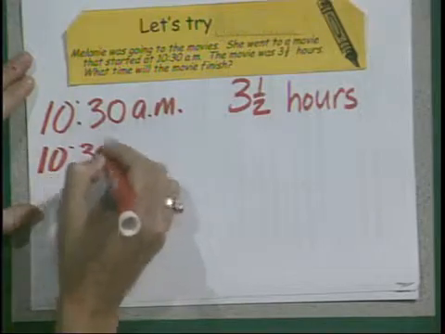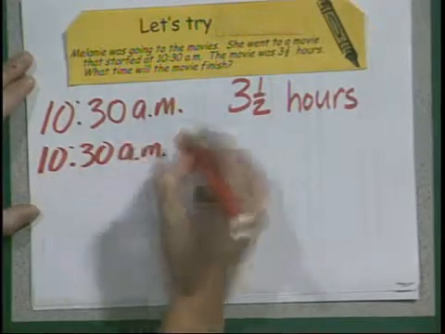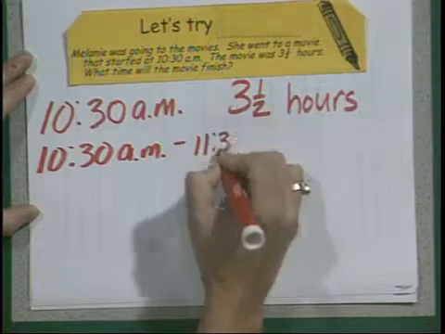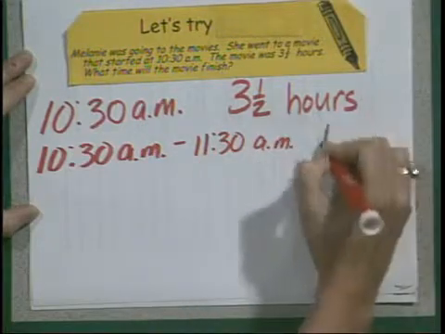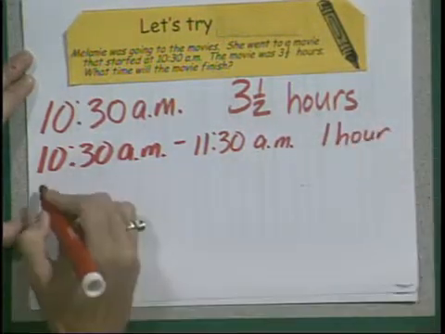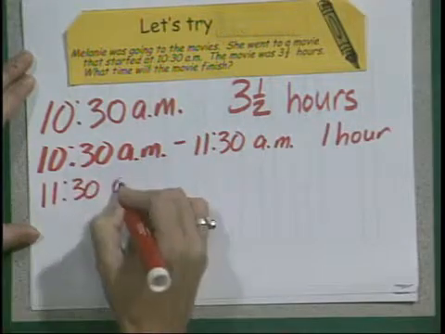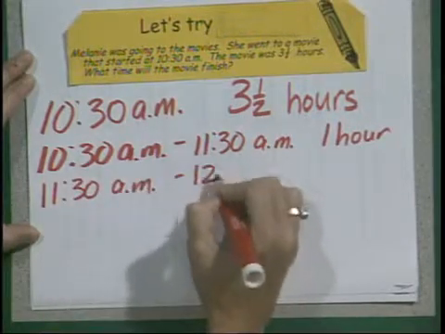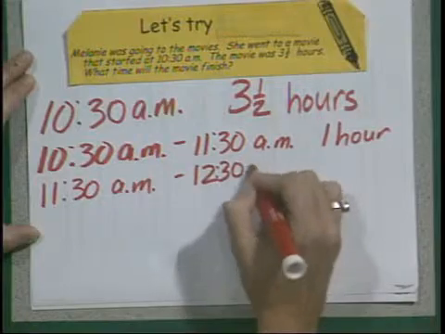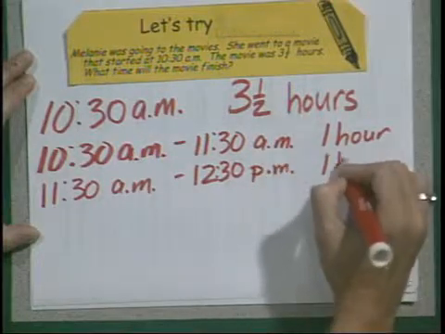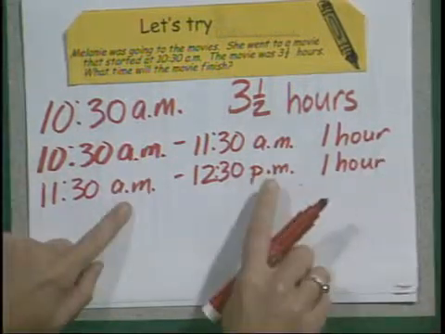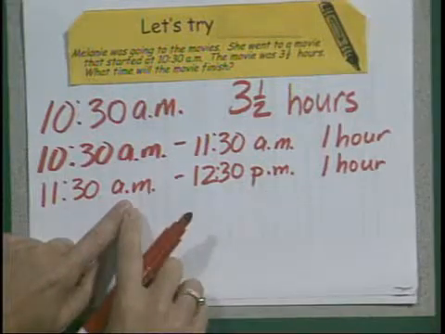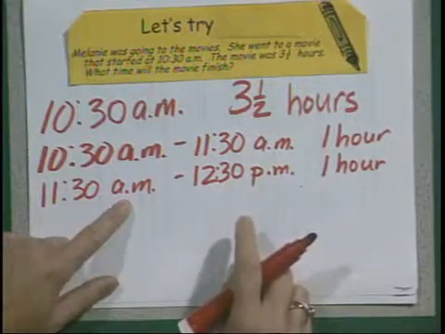So let's go ahead and write that out on our problem, and that way we can see exactly what we just did on the clock. So we were starting at 10:30 a.m., and 1 more hour brought us to 11:30 a.m. So that's our first hour. Then we went from 11:30 a.m. to 12:30 p.m. And that was our second hour. Notice how I went from a.m. to p.m. because we were at 11:30 a.m. So the next hour would actually be 12:30 p.m.